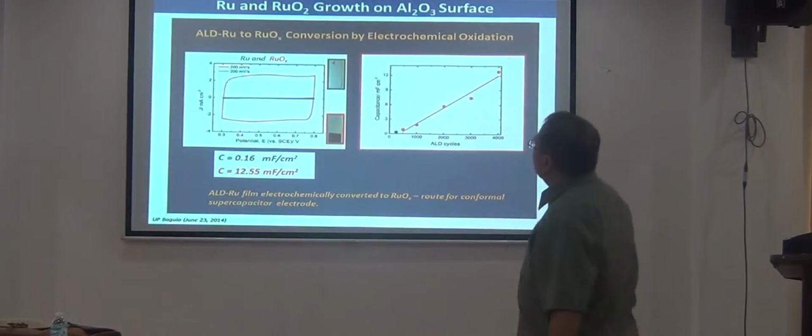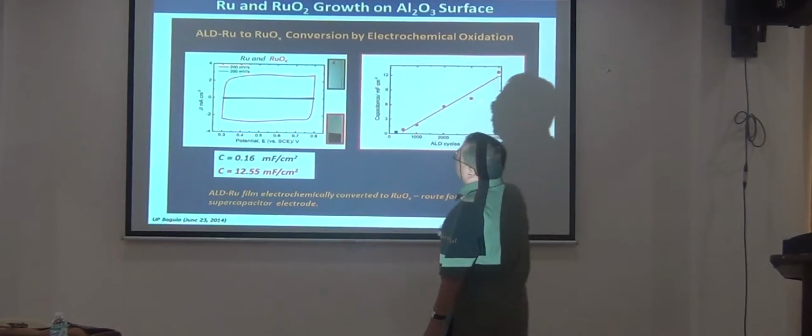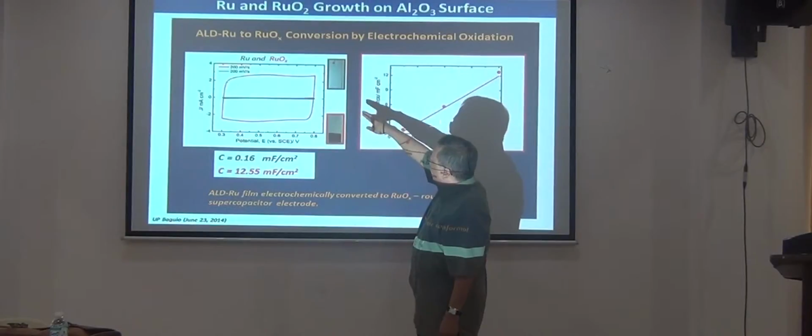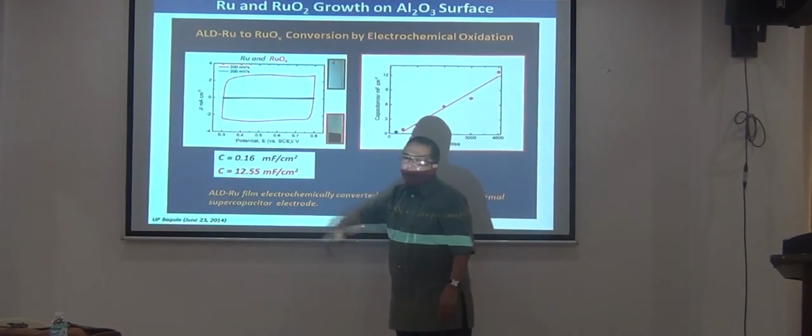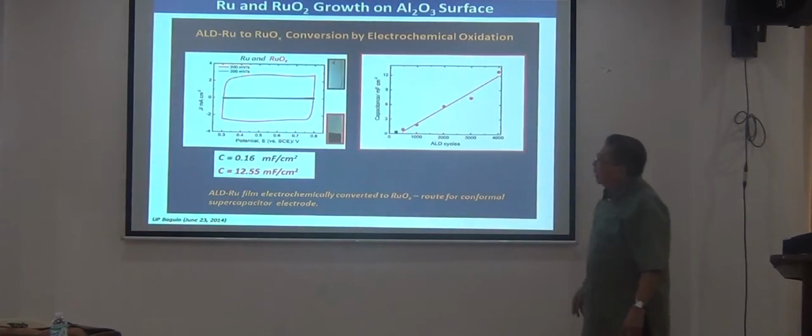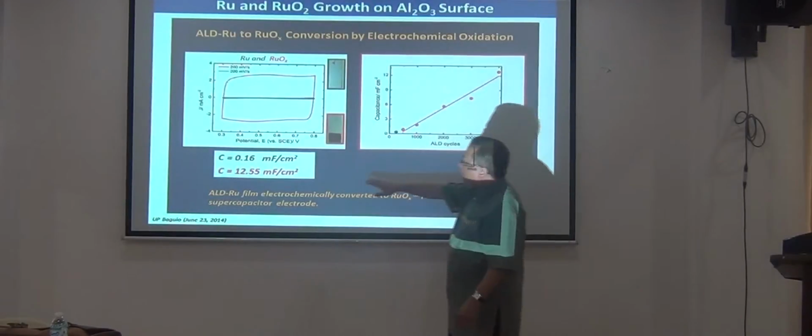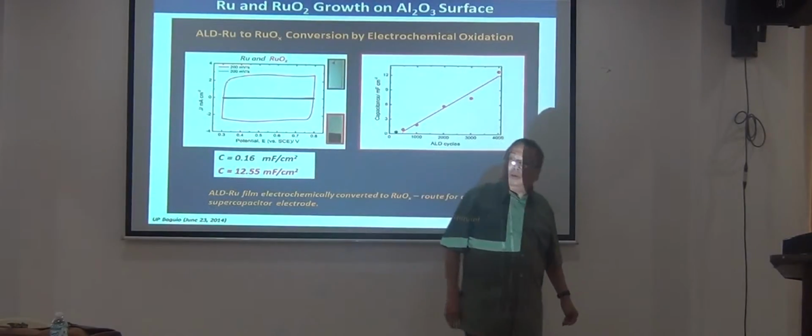So let's say, for example, if the standard ruthenium, we just get 0.16 millifarad, but if we oxidize this electrochemically, we get about 12.5 millifarad.